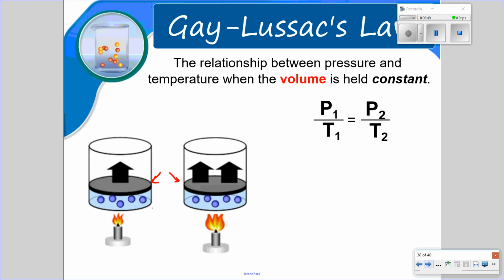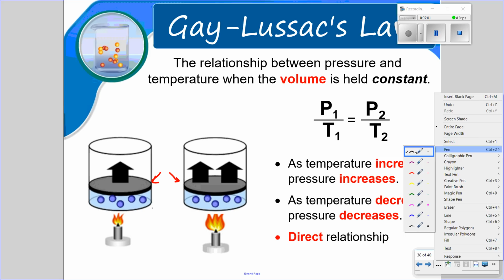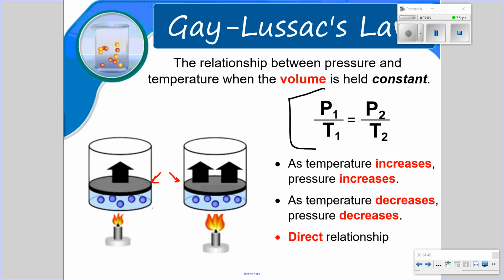The final law that we're going to talk about is Gay-Lussac's law. His law discusses the relationship between pressure and temperature when your volume is held constant. So his equation is P1 over T1 equals P2 over T2. So here you're talking about pressure and temperature. Your volume is constant, so we're not worried about it.